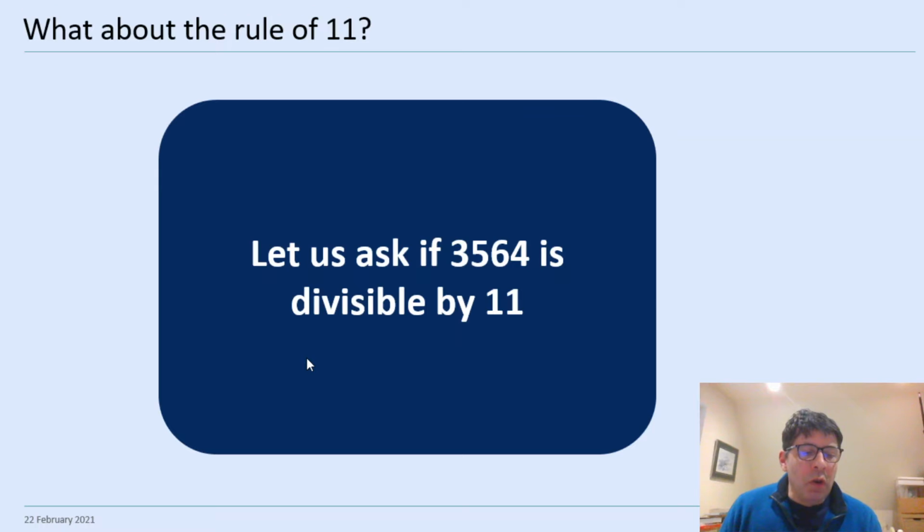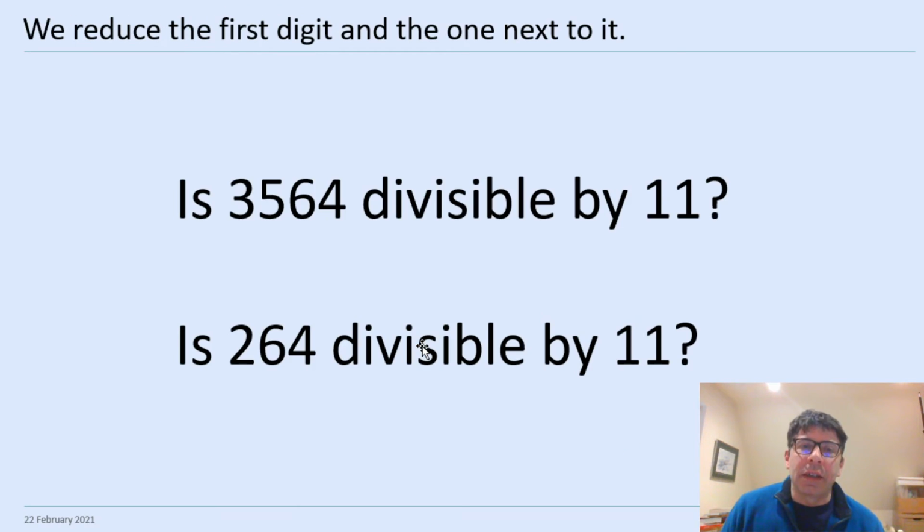What about the rule of 11? The rule of 11 is similar. It's a little bit more complicated. So what we're going to do is reduce the first digit and the one next to it by taking away 100 11s, or by taking away 1100. So when we take that away, 3564 turns into 2464.